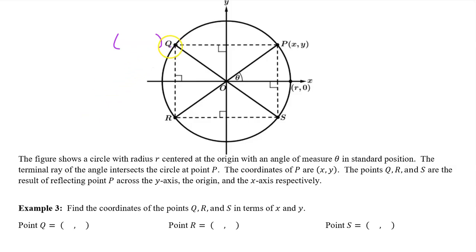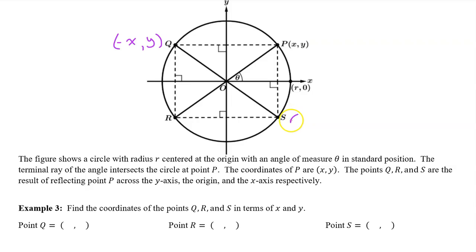Let's start with the point Q. If the vertical displacement of point P is y, then the vertical displacement of Q is also y. These are at the same height. If the horizontal displacement of point P is x, then the horizontal displacement of Q will be the opposite of x. It is the same distance from the y-axis, but in the opposite direction.